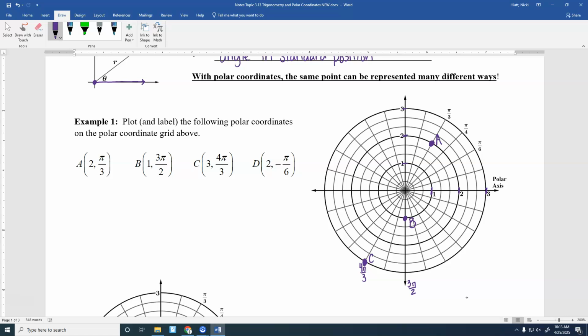For D, we've got negative pi over 6. That's not a unit circle value, but we can just think about going, instead of going pi over 6 in the positive direction, we just go in the negative direction. So right here is negative pi over 6, and we've got a radius of 2. 1, 2, right here. So there's point D.